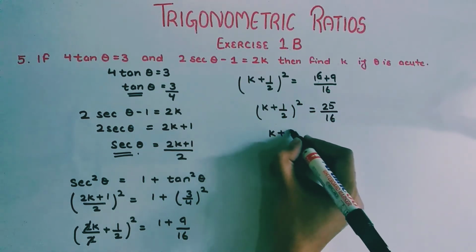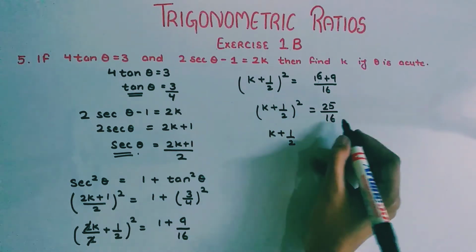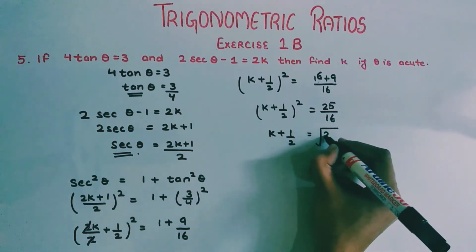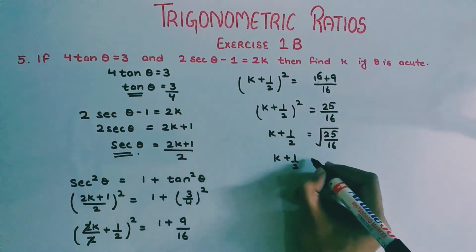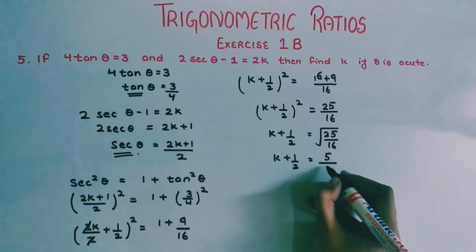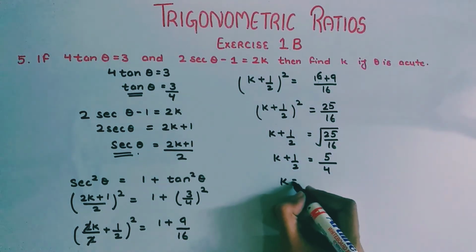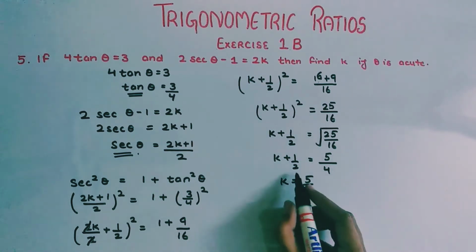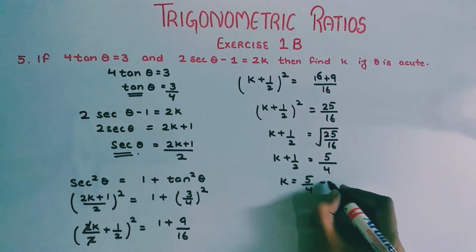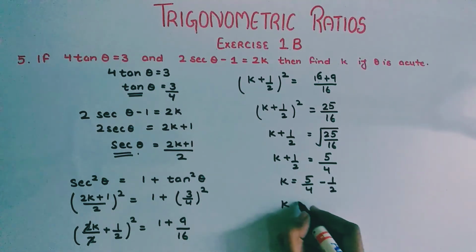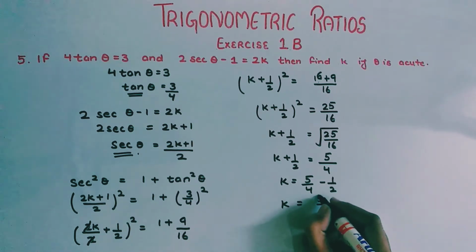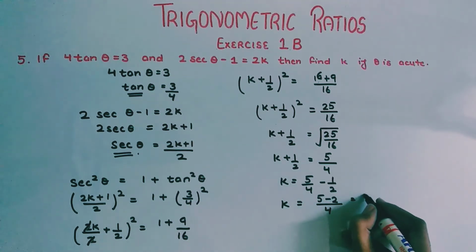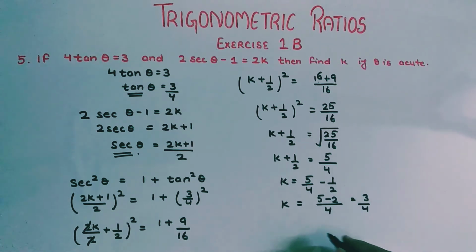We have k plus 1 by 2. This is whole square, so this will get under root on the second side, square root of 25 divided by 16. K plus 1 by 2, under root of 25 is 5 and that of 16 is 4. We have k equal to 5 by 4, and this is plus, so on the second side it will get subtracted. Hence we have k, the LCM of 4 and 2 is 4. We have 5 minus 2, that is equal to 3 divided by 4. Hence we have value of k, that is 3 divided by 4.